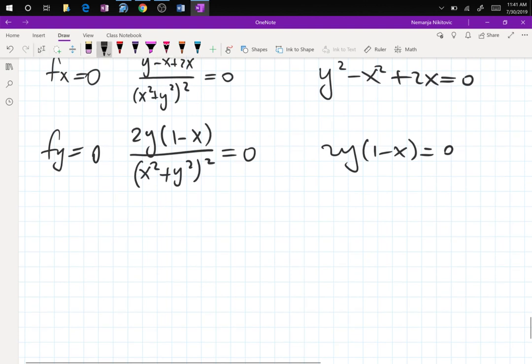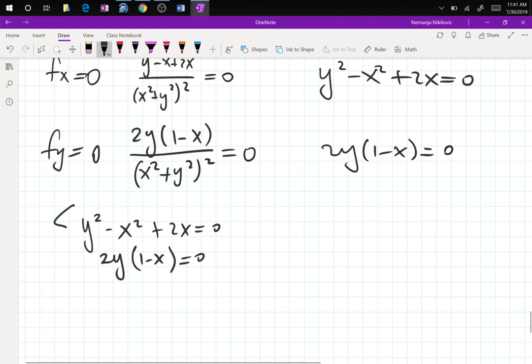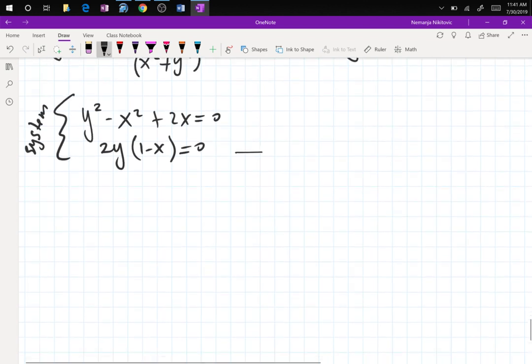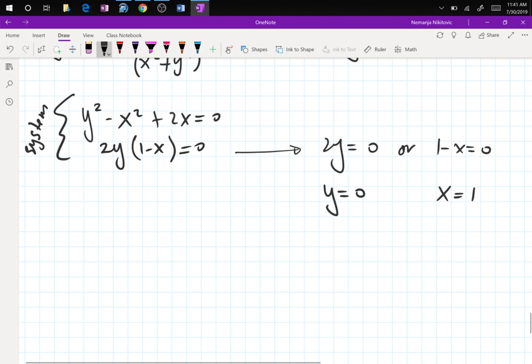So I have y squared minus x squared plus 2x equals 0, and 2y(1 minus x) equals 0. These are the two equations that I need to solve. It's like a system, but it's a nonlinear system. Now luckily, from the bottom equation I have 2y equal to 0 or 1 minus x equal to 0. This one solves as y equal to 0, and the other one solves as x equals 1.